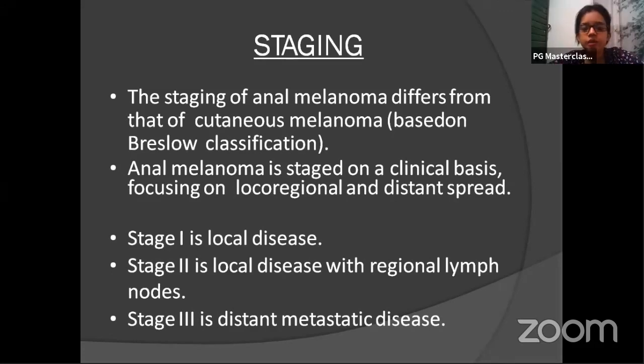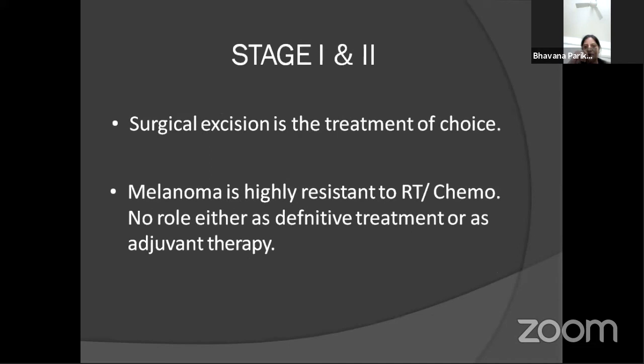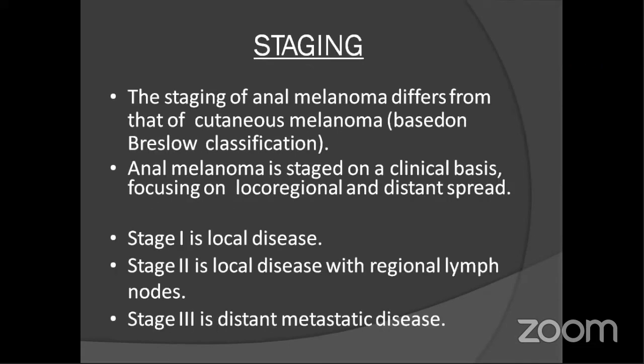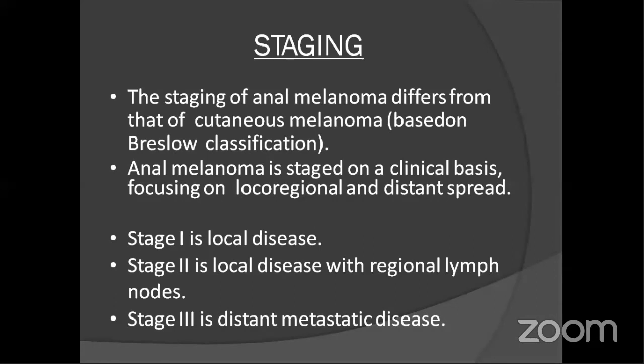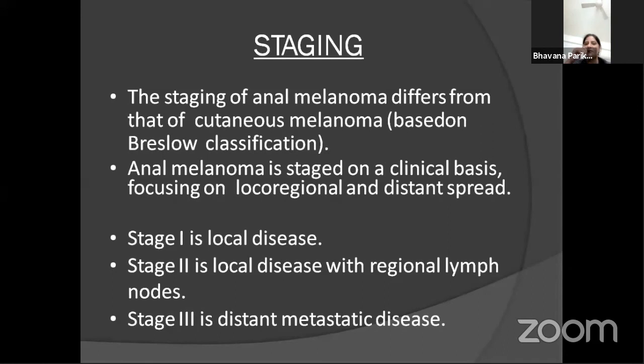The staging of anal melanoma is clinical, focusing on local, regional, and distant spread. Stage 1 is local disease, stage 2 is local disease with regional lymph nodes, and stage 3 is distant metastatic disease. Regional meaning inguinal or mesorectal? Both. Sir, it is the inguinal node. Regional basically means inguinal first. If it goes to the iliac nodes, for the anal canal, it will be a distant metastasis.